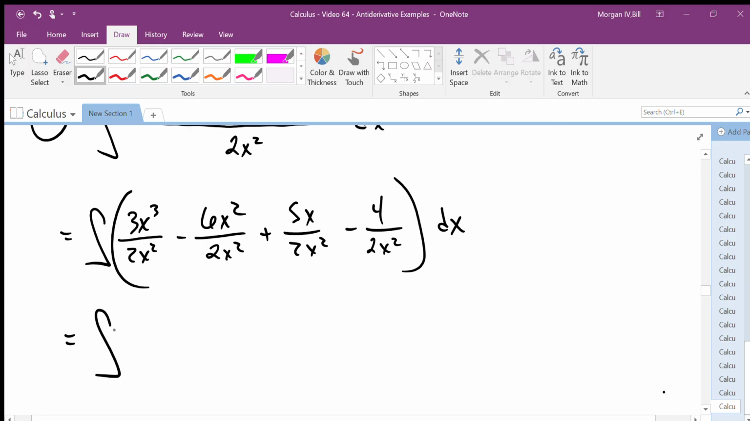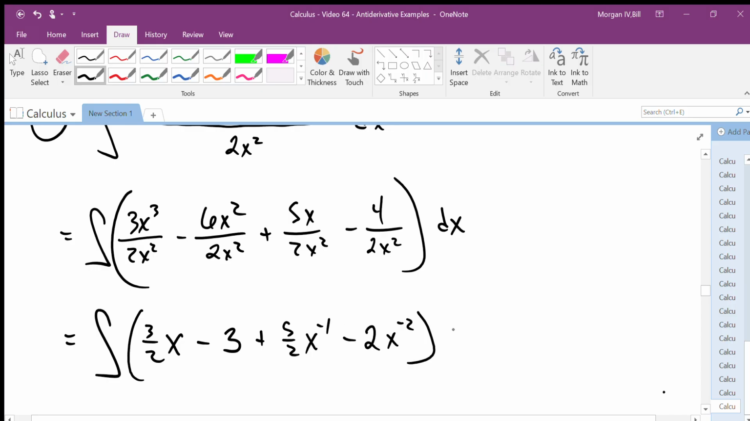But we get the integral of 3 over 2, x cubed on top, x squared on bottom. That cancels, 2 of the x's cancel out, and you're just left with x. Okay, that doesn't look too bad. Minus 3 times x squared is canceled, just minus 3. Plus 5 over 2, x to the negative 1, if you will, or 1 over x, if you'd like that better. Minus 4 divided by 2 is 2, and then it's x to the negative 2 dx.